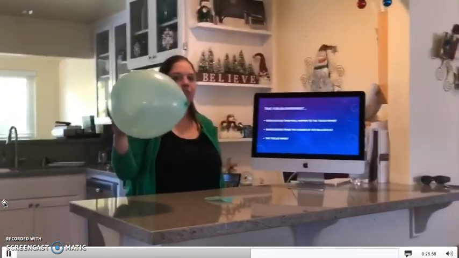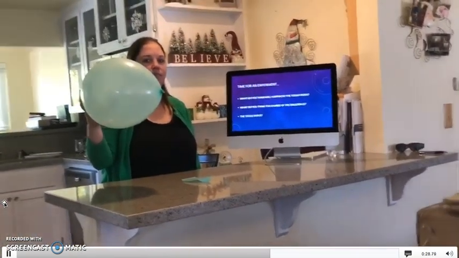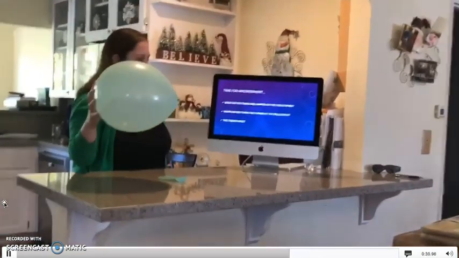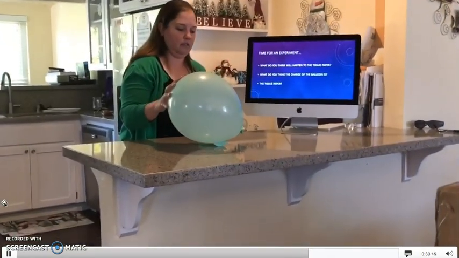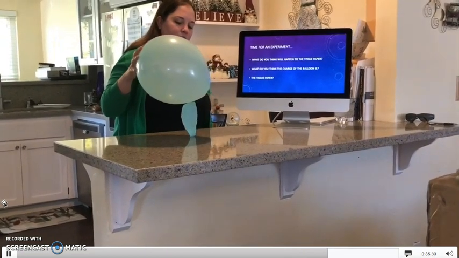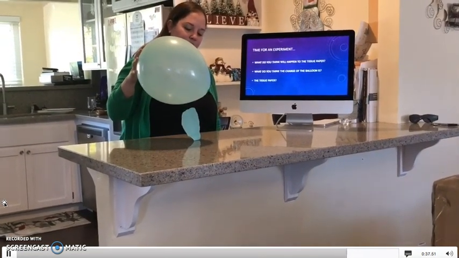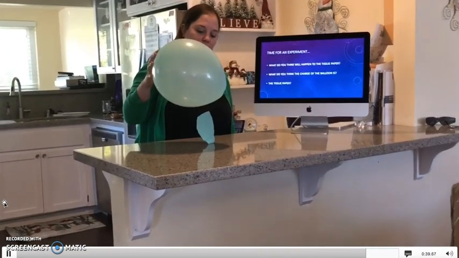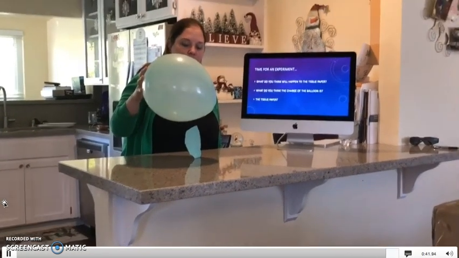The balloon will make it go like up. You think it'll attract it? Yeah. Let's see. You're right. It's like magic. So the tissue paper is attracted to the balloon because they have opposite charges.